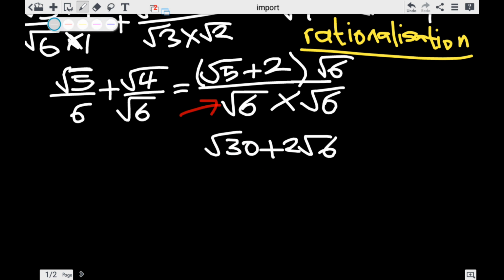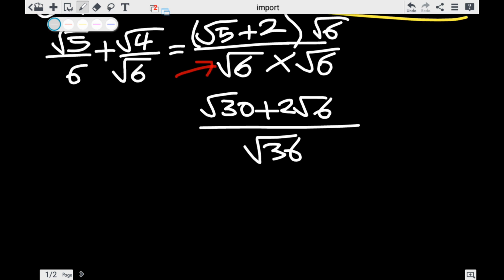So now what we're going to have is, over, root 6 times root 6, which is root 36. But if you want to, you can simply remove this, because the two square root symbols will cancel each other. But if you want to do it clearly, you may do it like this. You're going to get the same answer. Can we reduce this root 30? What two numbers can we multiply together to give us 30, where one will be a perfect square and the other will be a non-perfect square?